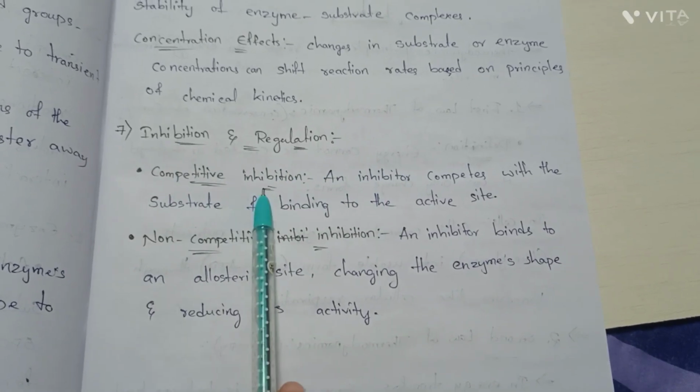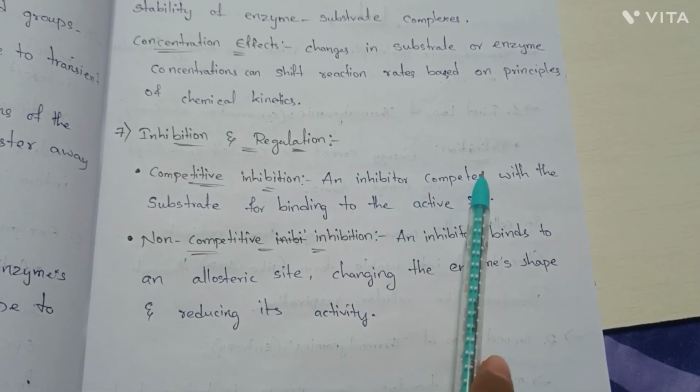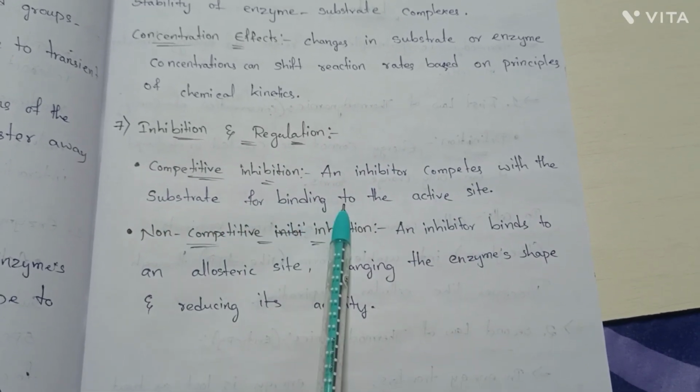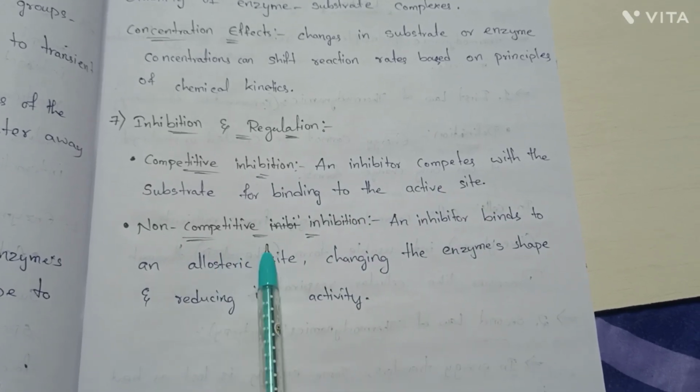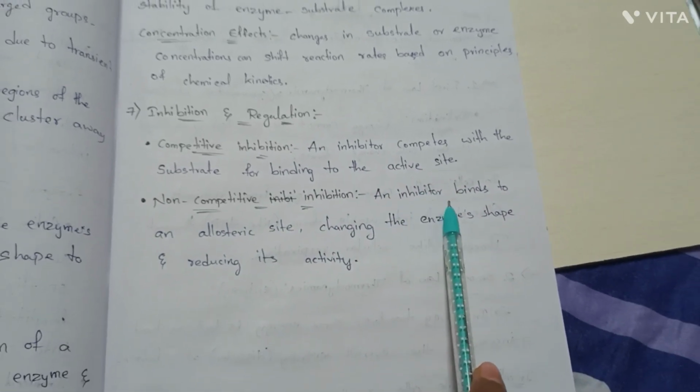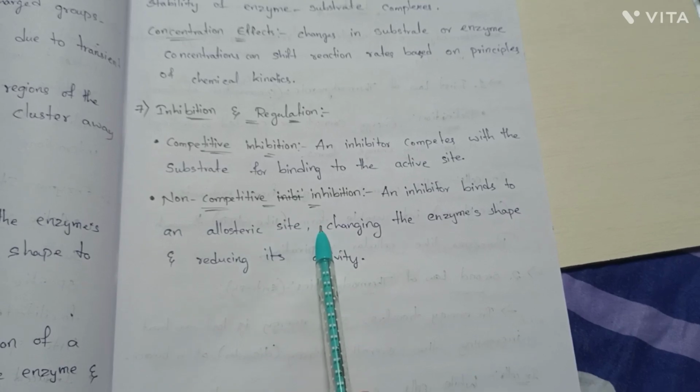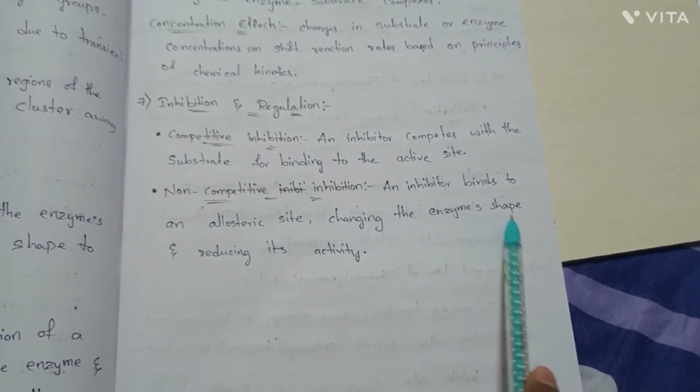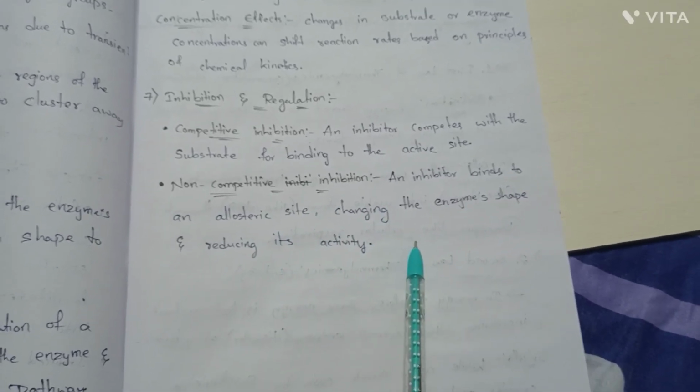Inhibition and regulation. Competitive inhibition. An inhibitor competes with the substrate for binding to the active site. Non-competitive inhibition. An inhibitor binds to an allosteric site, changing the enzyme's shape and reducing its activity.